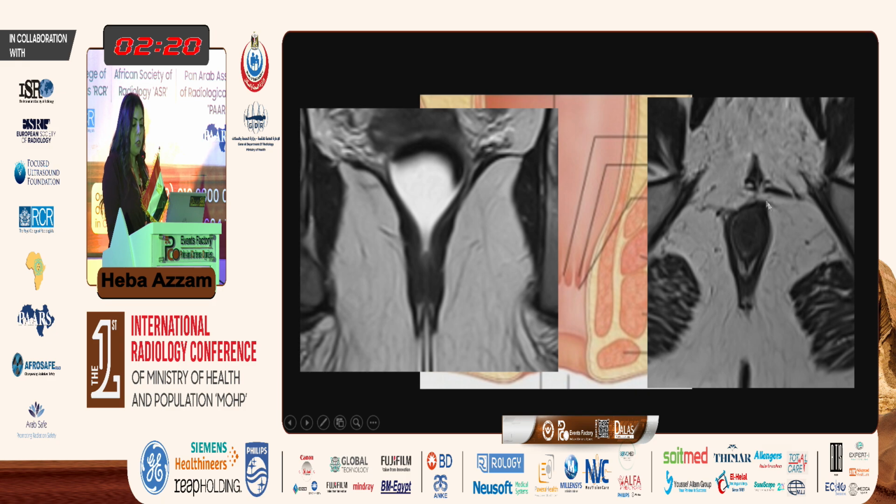In the axial images, we see here, this is the external anal sphincter, this is the intersphincteric space, and this is the internal anal sphincter. So we can see different parts of the anal sphincter on coronal and axial images.